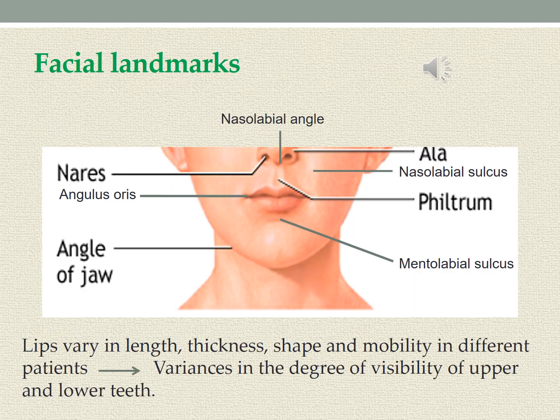The normal facial landmarks that we need to know around the oral cavity are the nasolabial angle, the nasolabial sulcus and fold, the philtrum of the upper lip, the vermilion borders of upper and lower lip, the corners of the mouth, and the mentolabial sulcus. As you know, these facial landmarks are very important in order to select and also to set the teeth. For example, the lips vary in length, thickness, shape, and mobility between different patients, and this will affect the degree of visibility of upper and lower teeth.